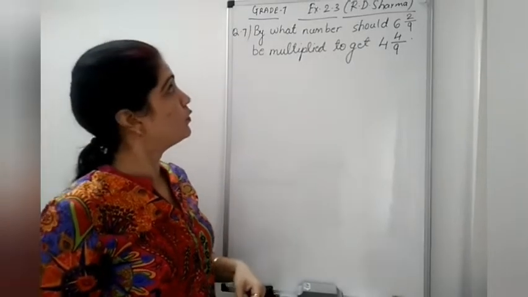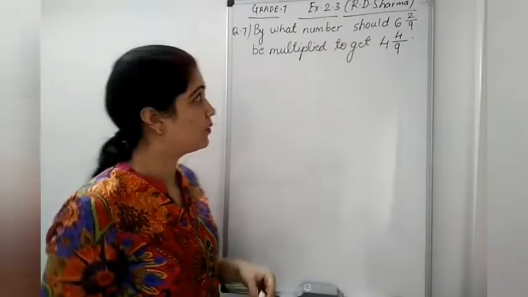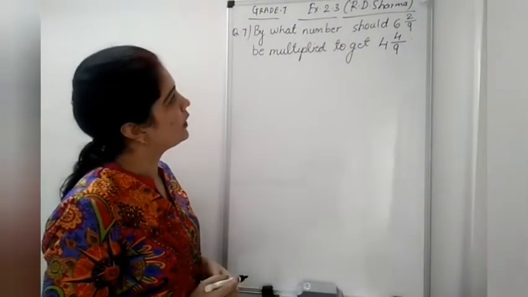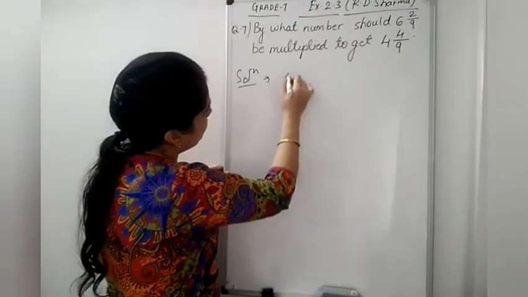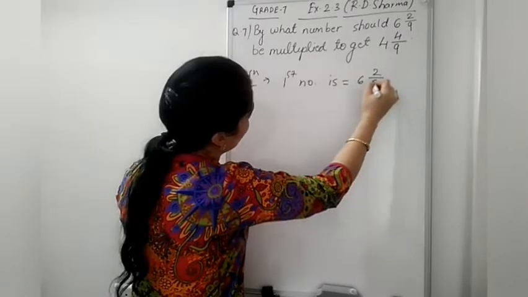So today we are going to see exercise 2.3 RD Sharma grade 7 next word problem. Question number 7. The question is, by what number should 6 2 upon 9 be multiplied to get the product? First number is 6 2 upon 9.